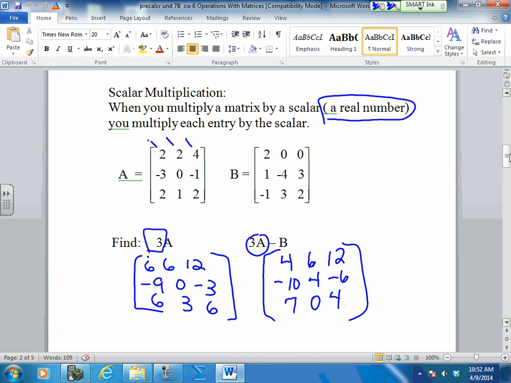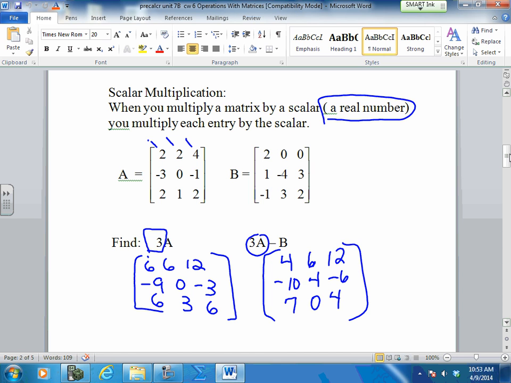So let's see if we end up with this corresponding one. You guys put it in. Put it in your matrix A. Then just do 3, matrix A, and see if you get that one. Then we're going to do 3A minus B. Your matrix has to be in the same corresponding thing.